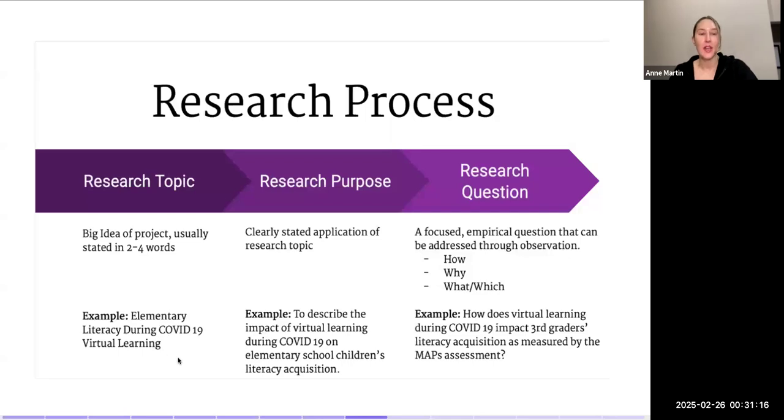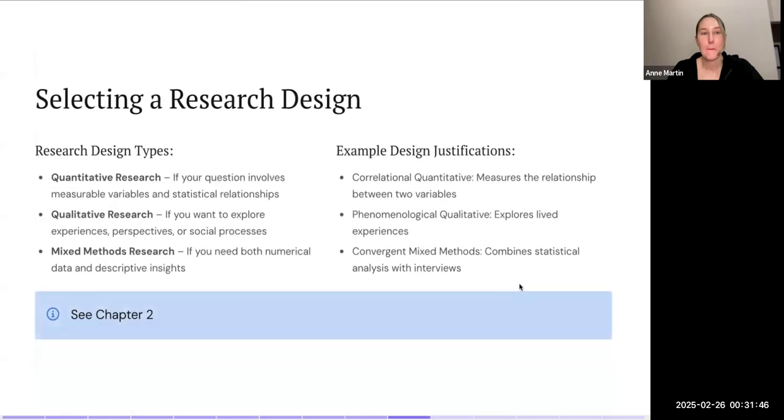So a topic might be elementary literacy during COVID-19. The purpose: to describe the impact of learning on children's literacy acquisition. So you can see the variables in the relationship, and you can see the question: how does virtual learning during COVID-19 impact third graders' literacy acquisition as measured by the MAP assessment? So, an empirical question that can be answered through observation, like how, why, what, which.